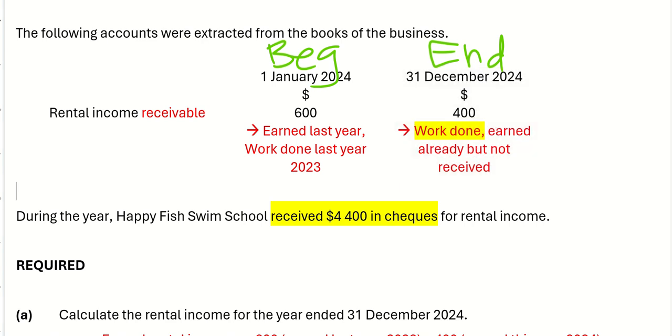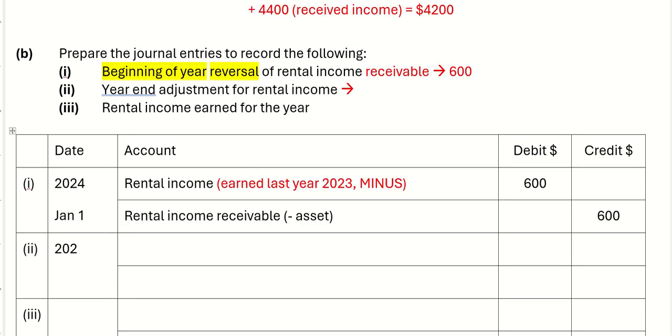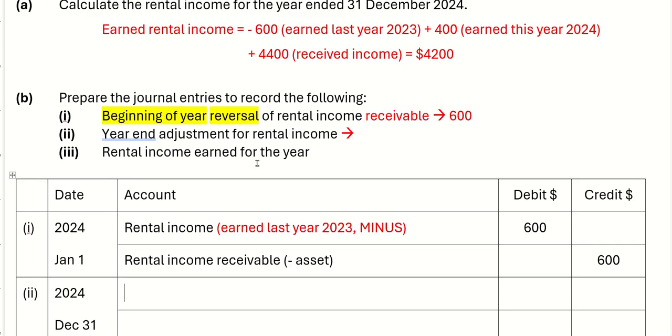I will ask you whether you are sure. All right. So the year-end adjustment is 2024 December 31st. Now, a year-end adjustment for rental income, you have already earned the income. So since you have already earned the income, you should credit the income. Why minus? You earn, so you plus income because you have earned it. So you will credit 400. What do you debit?